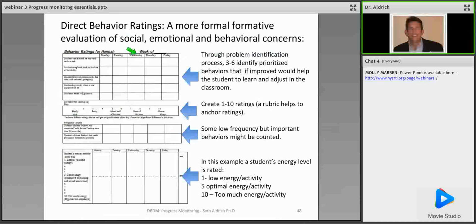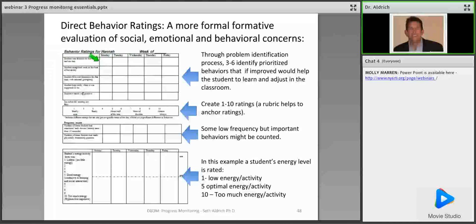This DBR, and there's increasing research on direct behavior ratings as a formative evaluation of social, emotional, and behavioral progress, is great because you pick perhaps 5 behaviors that would really help the student to learn and adjust in the classroom. It might be focus on work, completing work to the best of their ability. It might be refraining from calling out, polite words and actions. There are all sorts of things that we would identify through a problem identification interview that are very important to the teacher. And the teacher rates them from 1 to 10 each day.